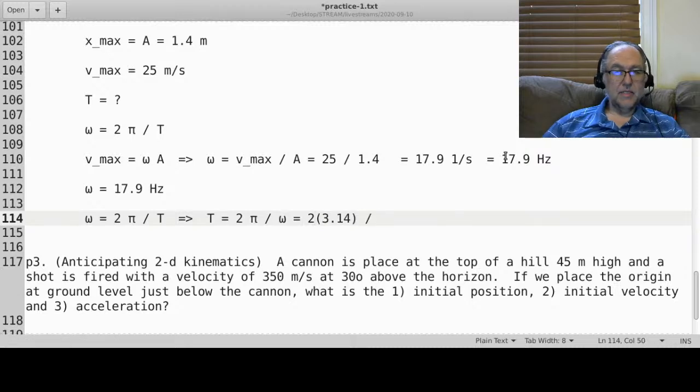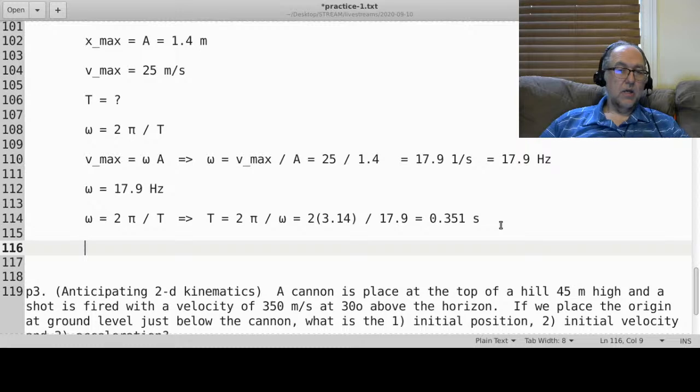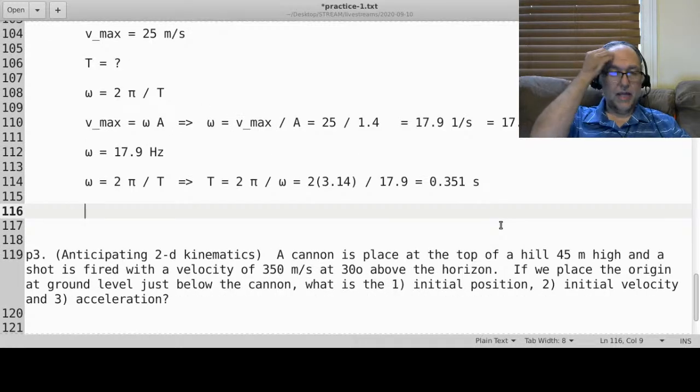3.14 divided by 17.9, and that's going to give me 6.28 divided by 17.9, and round that off. Seconds, okay? So 0.351 seconds. So what that means is that it only takes 0.351 seconds for this oscillator to bounce back and forth once. Okay? So there it is. That answers that question.